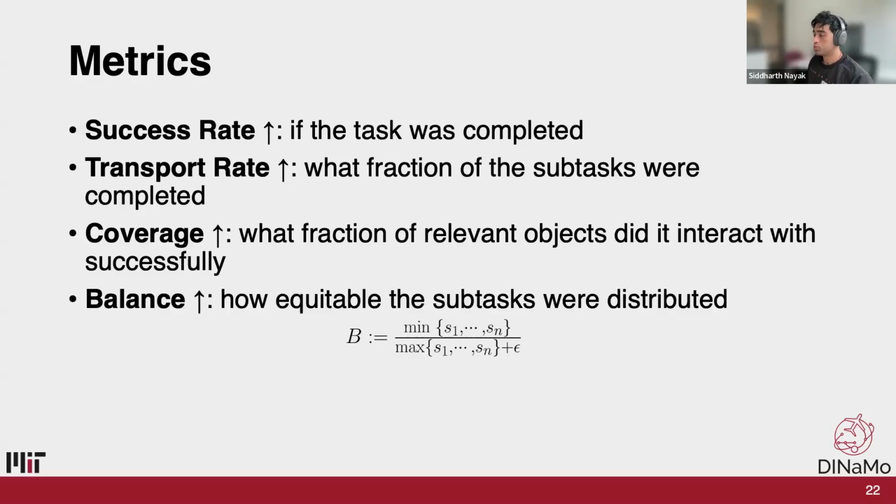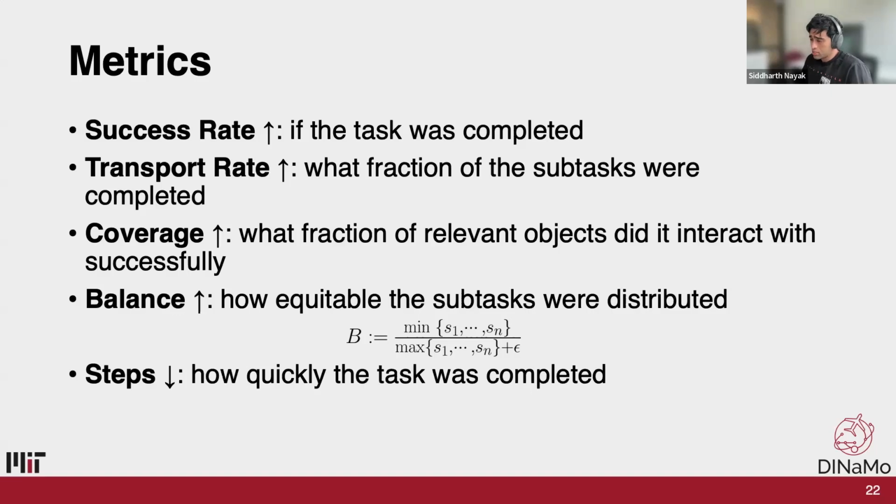There's balance to measure how equitable the subtasks are distributed. This is more about understanding whether agents are sharing the work, to ensure that not just a single agent is doing all of the things. There could be a scenario where a single agent is doing all of the heavy lifting and the other agent is just wandering around doing nothing. So a balance closer to one means that you are more equitable.